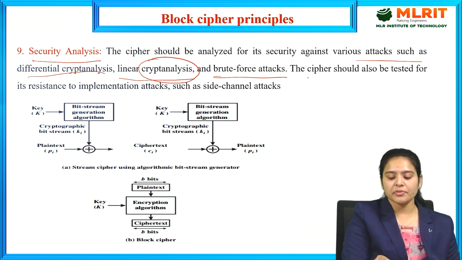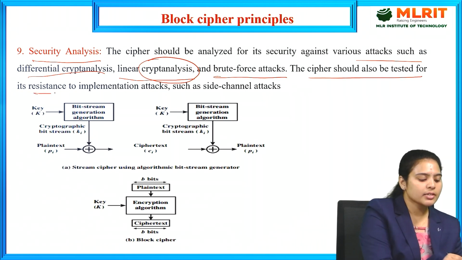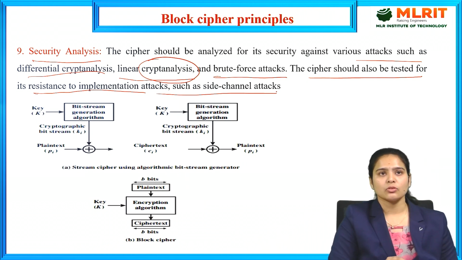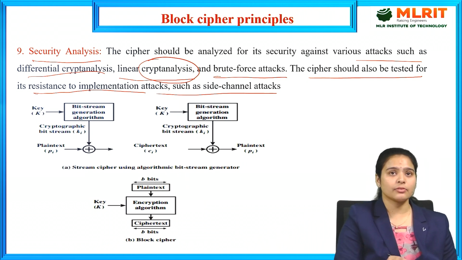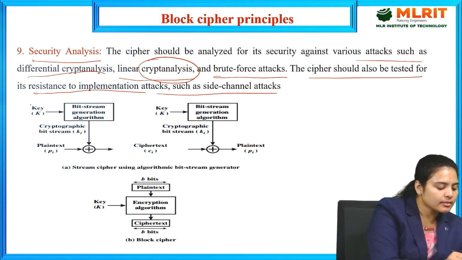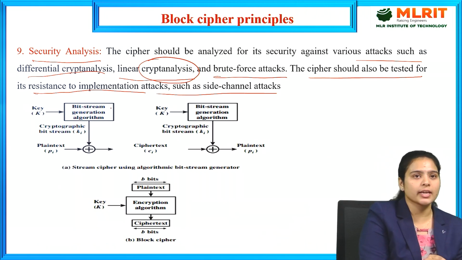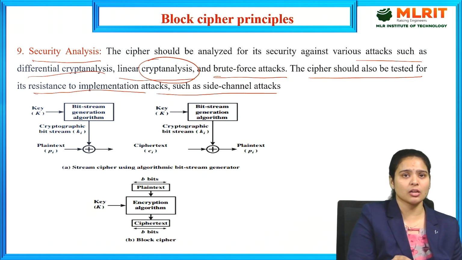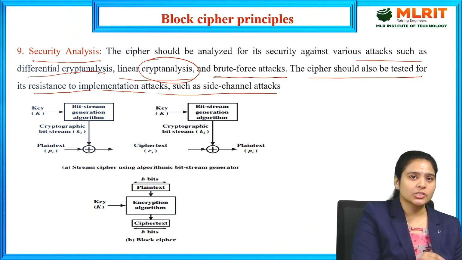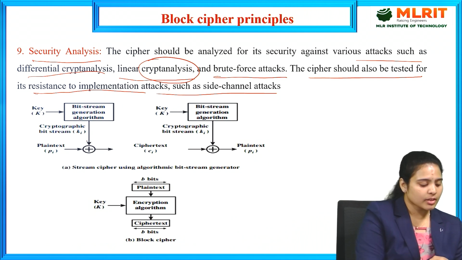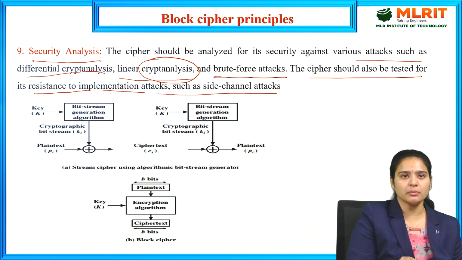The cipher should also be tested for its resistance to implementation attacks such as side channel attacks. Let's also see an example for the block cipher principles. Here we have a key format, and here I am going to take a bit stream generation algorithm. Here I am also taking the same key for the bit stream generation algorithm. By using both bit stream generation algorithms, we use some of the keys, the Ki process of the cryptography bit stream.